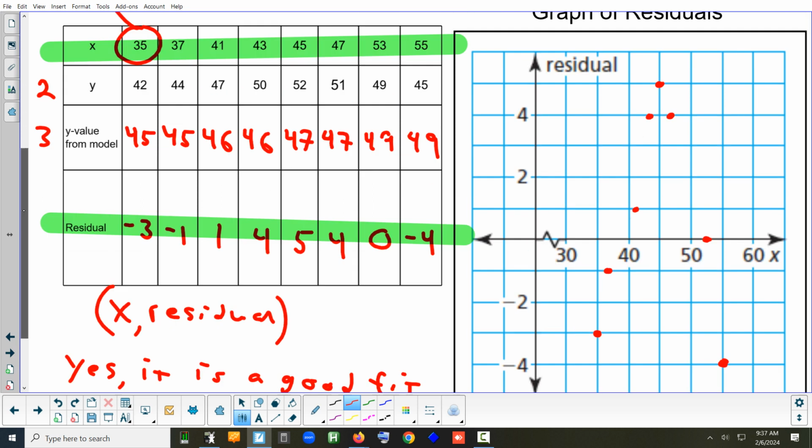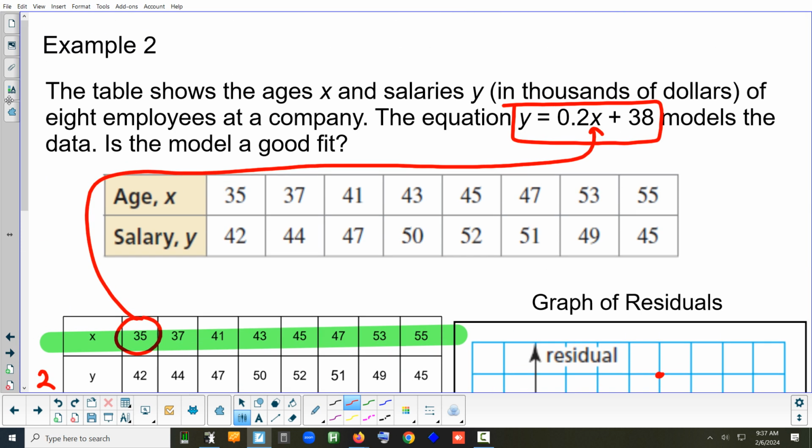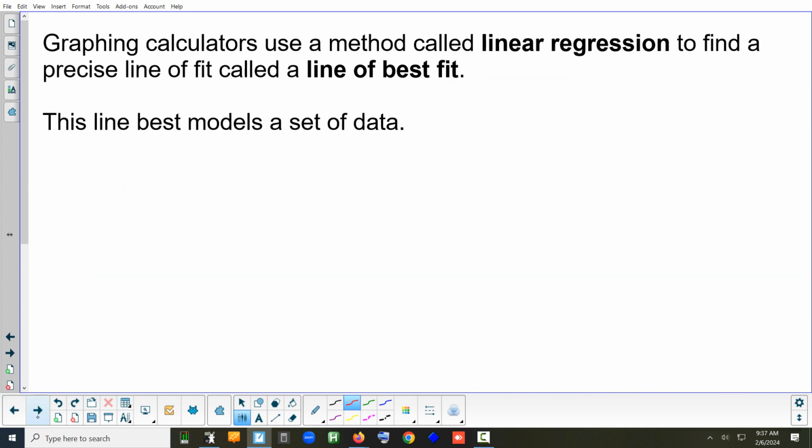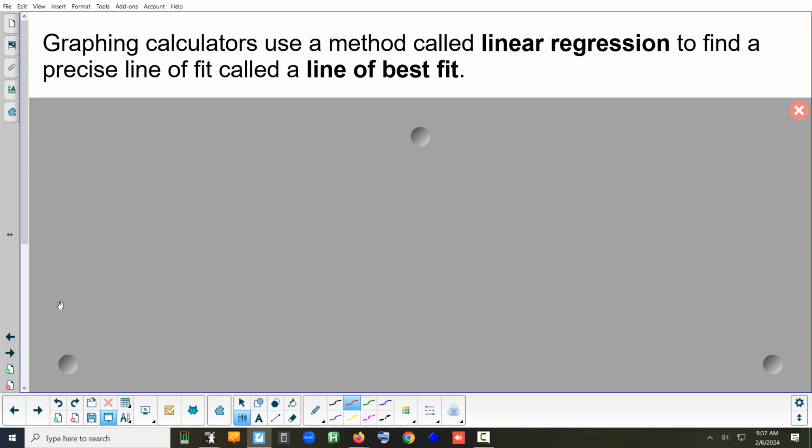All right, so how do you figure out these models without doing it by hand? Like, how do you get 0.2x plus 38? Or how do you get negative 2x plus 20? Well, that's what the calculator can find for us. The calculator can find those models by putting in the information.